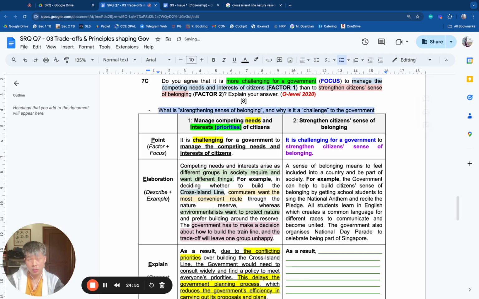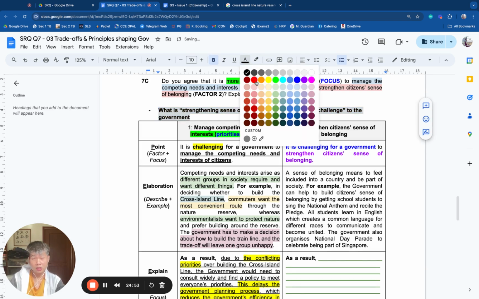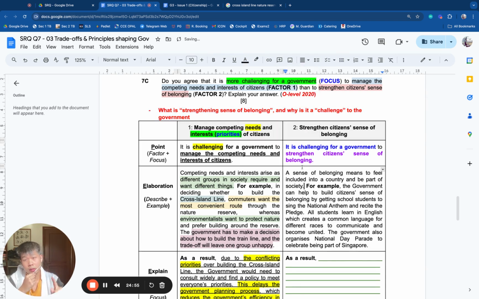And the students who succeeded that year in this national exam essay question are those who really unpacked the question, understood the question, responded to the question. If you have a pre-programmed essay that you blurted out, you just spam everything you know about National Day, and you say, hey, everyone's so happy, you got it totally wrong. So let's look at how we would elaborate. A sense of belonging means to feel included in the country.